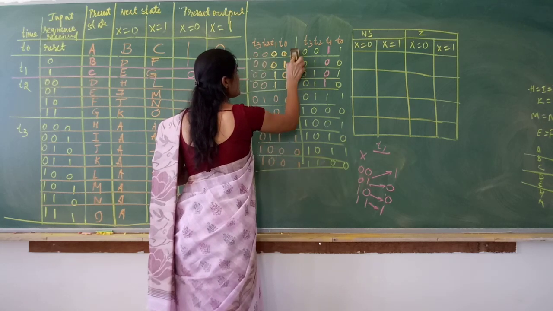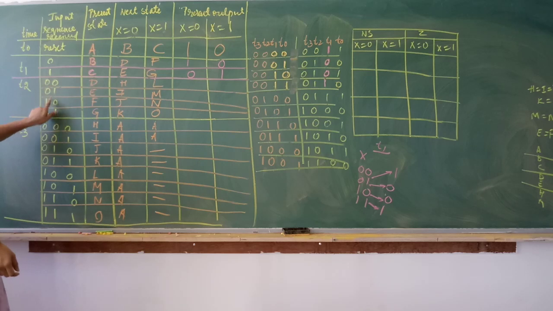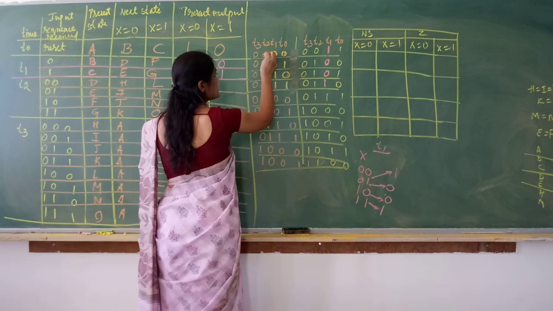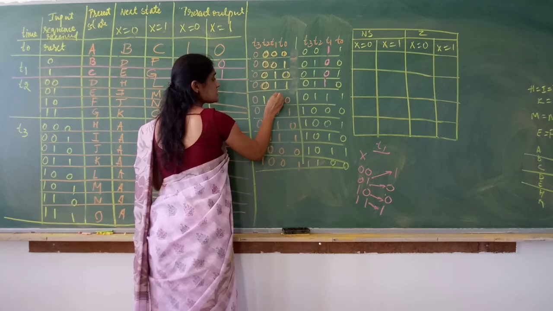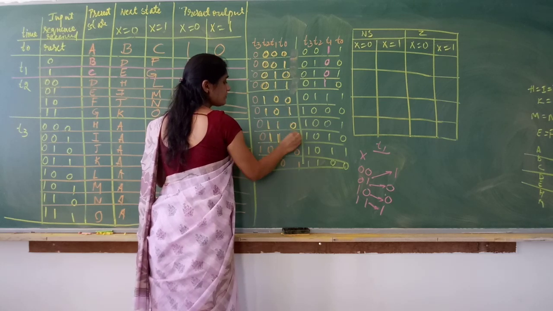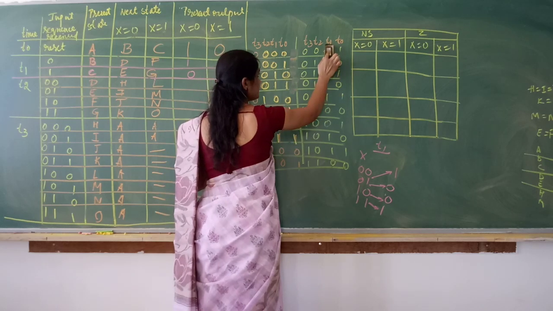Now at time T2, already we have 2 bits: 0, 0, 0, 1, 1, 0, 1, 1. Now it is the time to receive the third bit. Third bit means it can be either 0, 0, 0, 0, 0, 1, 0, 1, 0, 0, 1, 1, 1, 0, 0, 1, 0, 1, 1, 1, 0, 1, 1, 1. So now again analyze the output here.